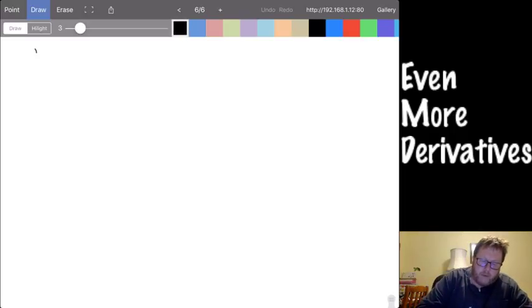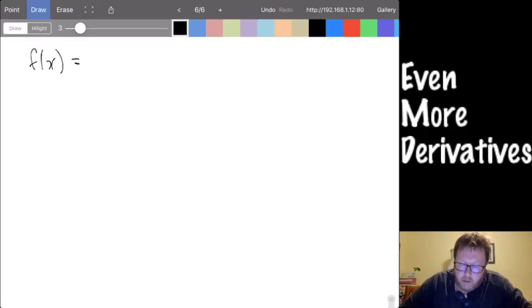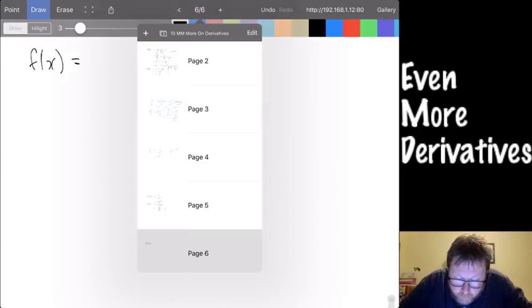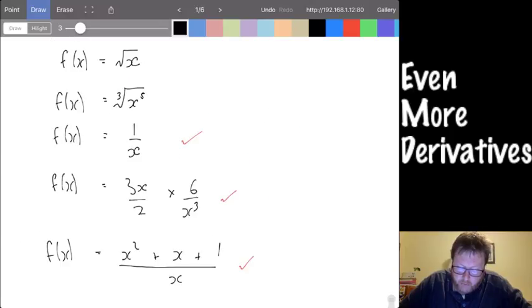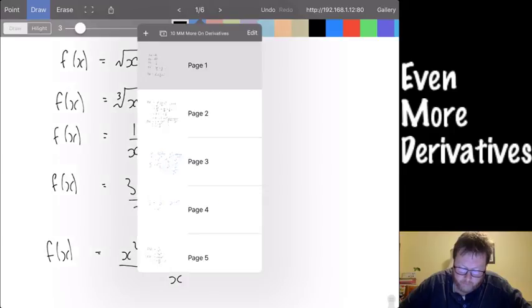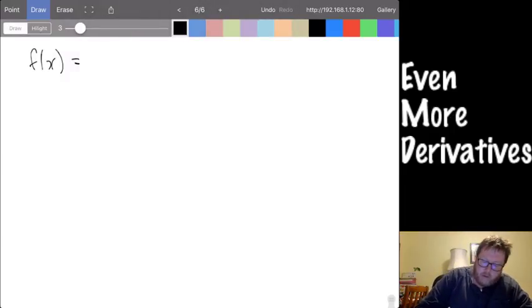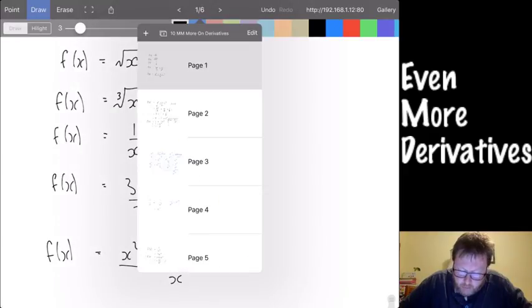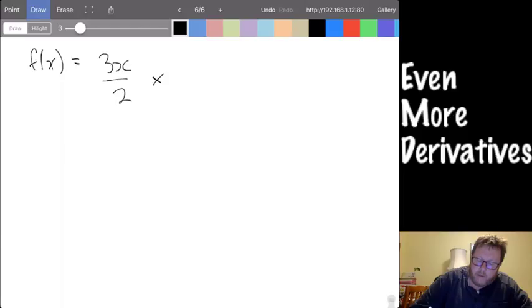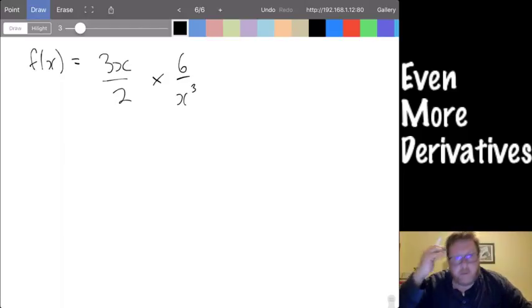Okay, so having said that, I've probably just forgotten exactly what it was. So it was f of x equals, oops, wrong page. F of x equals 3x on 2 times 6 on x cubed. Well, the first step, of course, is not to just go and try and work out the derivatives of all those little bits and pieces there. It wouldn't make sense to do that. I hope you can see that.